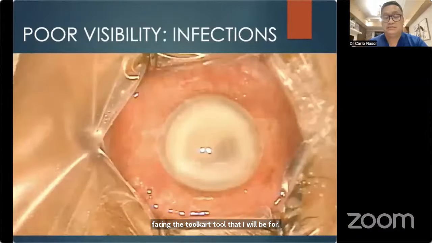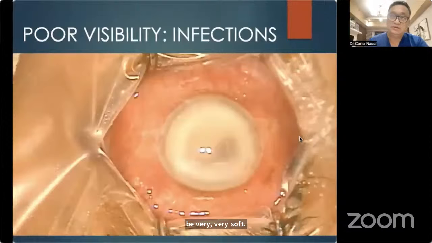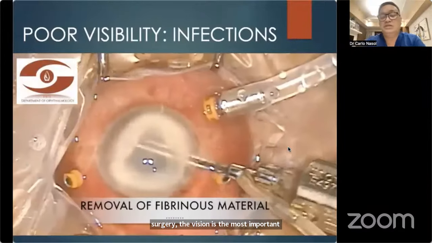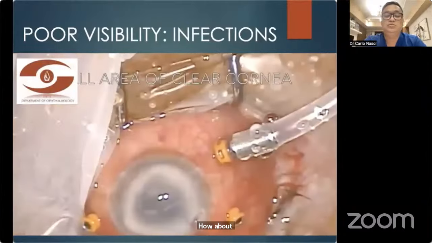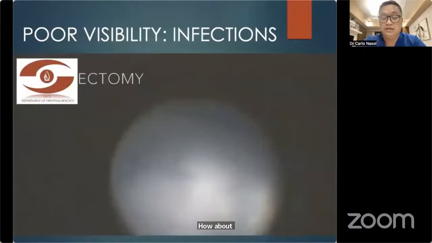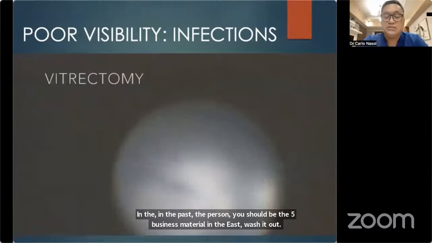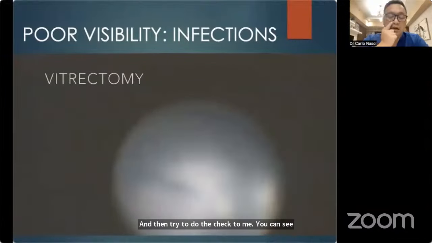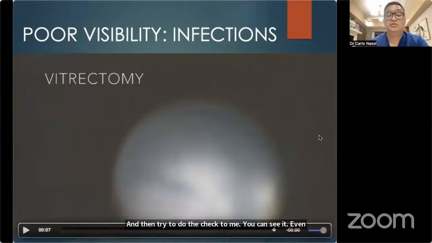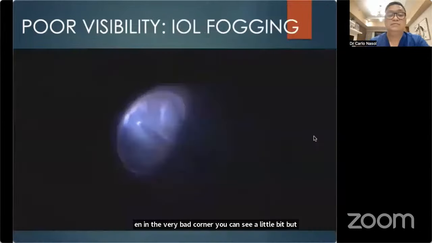Next will be visibility. When you're doing a surgery, vision is the most important thing. How about in patients who have infections? In a patient with endophthalmitis, the first thing that we should do is remove the fibrous material in the AC, wash it out, and then try to do the capsulectomy. You can see here, even in a very bad corner, you can still see a little bit, but it's very, very hard for the VR surgeon to see what we're really doing.